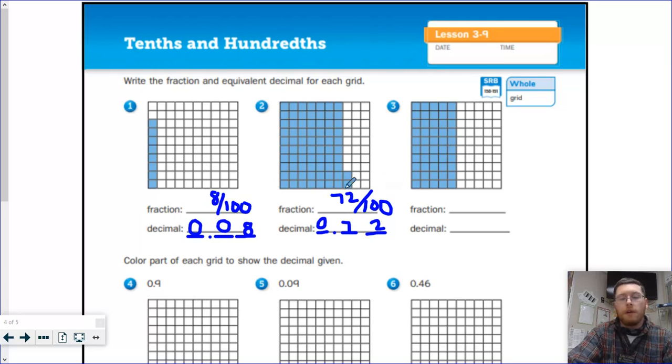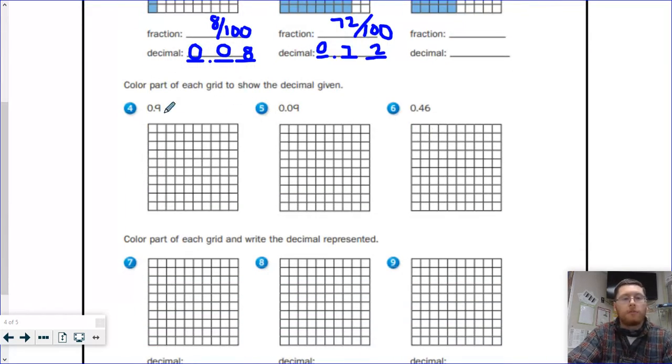All right. Now, I'm going to let you do number 3 by yourself, but we're going to scoot down to number 4 here. So I have 0.9. Before I do any coloring in this, I want to actually write my fraction. So my fraction is going to help me out a lot more. So I have 9 tenths. So I could write that as 9 over 10.